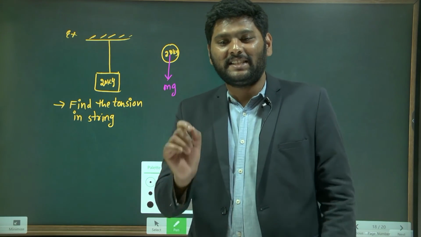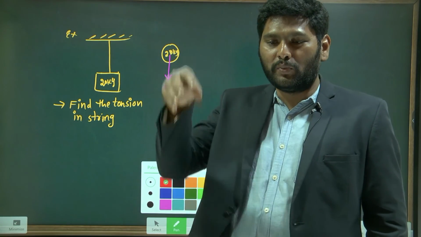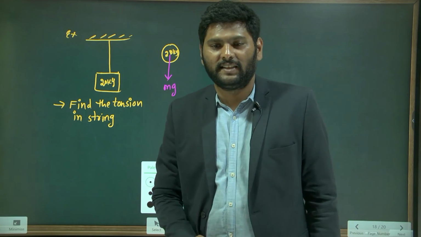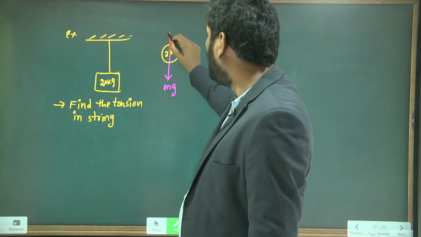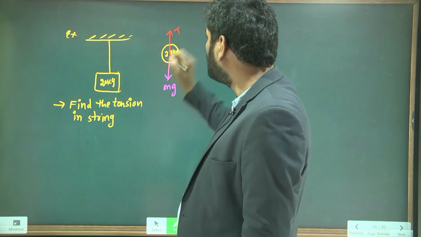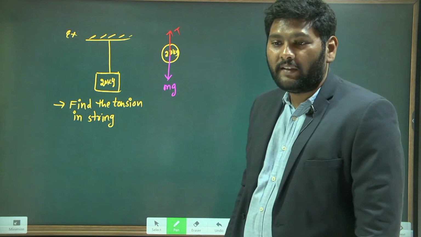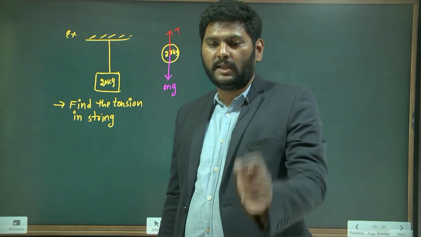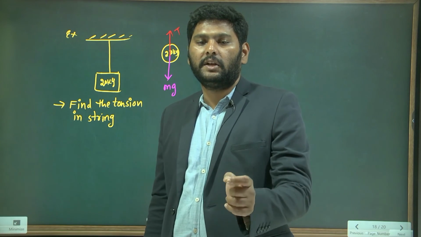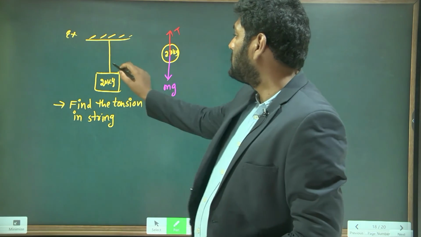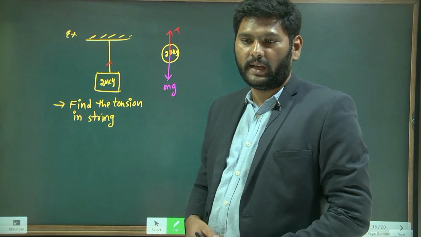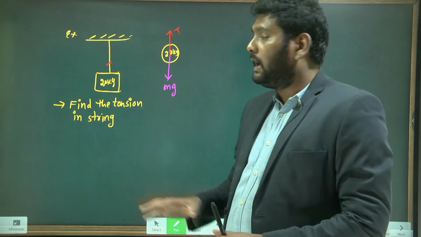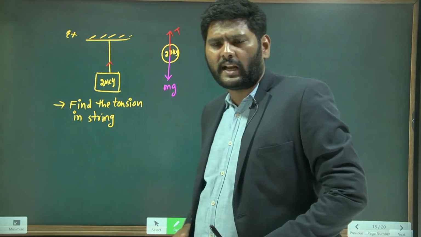In which direction is the string applying the force so that the body does not move downward? Up. Yes, the string is applying some force in the upward direction. That is called tension force. Whatever force is applied by the string is called tension force. In this case, the string is applying tension force in the upward direction. Understand? Yes, sir.